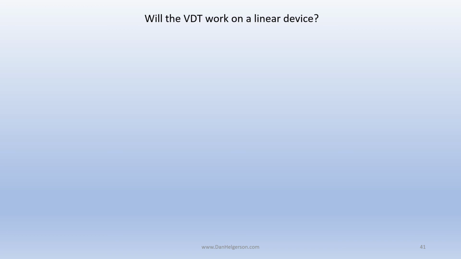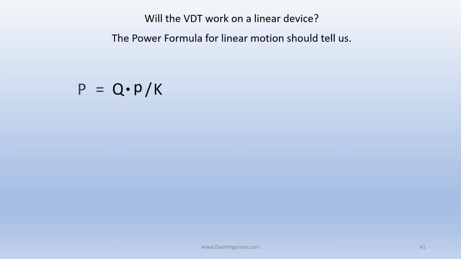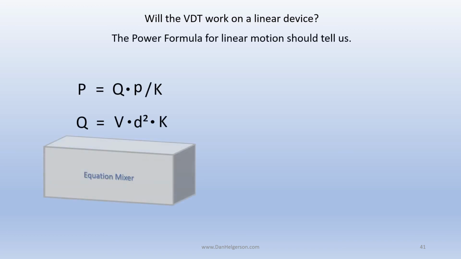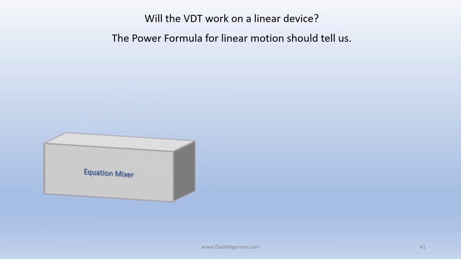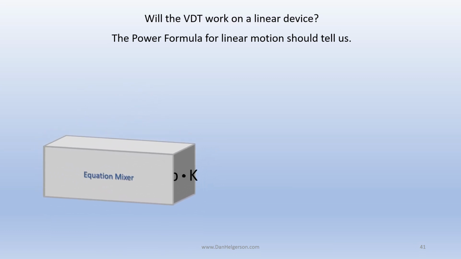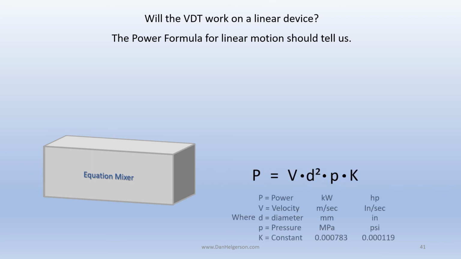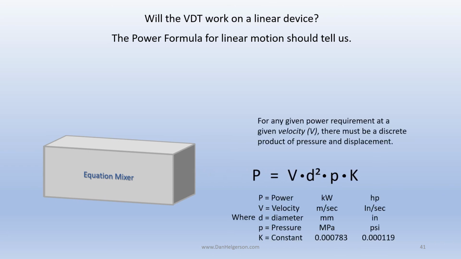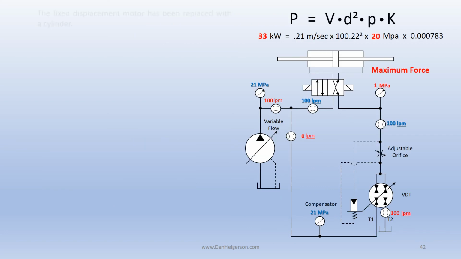Will the VDT work on a linear device? Well, the power formula for linear motion should tell us. For any given power requirement at a given velocity, there must be a discrete product of pressure and displacement.